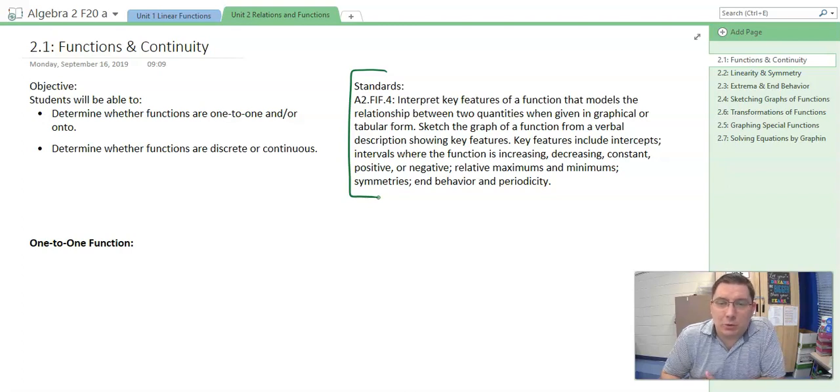Sketch the graph of the function from verbal descriptions including key features, and these would include intercepts, intervals where the function is increasing, decreasing, or constant, being positive or negative, and any relative maximums and minimums, lines of symmetry, and end behavior and periodicity. We won't worry about periodicity in this unit because that deals with functions that are periodic, and so we're looking at functions that repeat over themselves, and that'll be more in pre-calculus. So let's talk about a couple definitions first that we need to know.